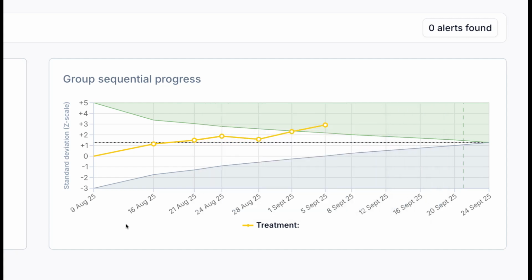On the other hand, if this experiment had crossed the other boundary, the gray one, the futility boundary, then it would mean that this experiment is unlikely to have the expected impact, so it can be stopped for futility. In this case, the users can then decide to either iterate on this hypothesis or drop this line of experimentation.